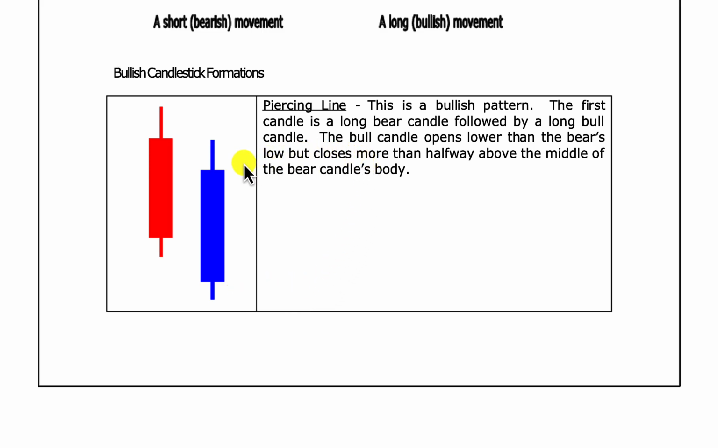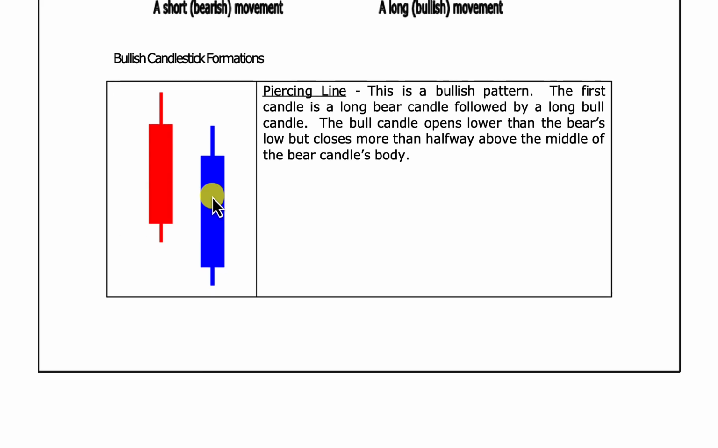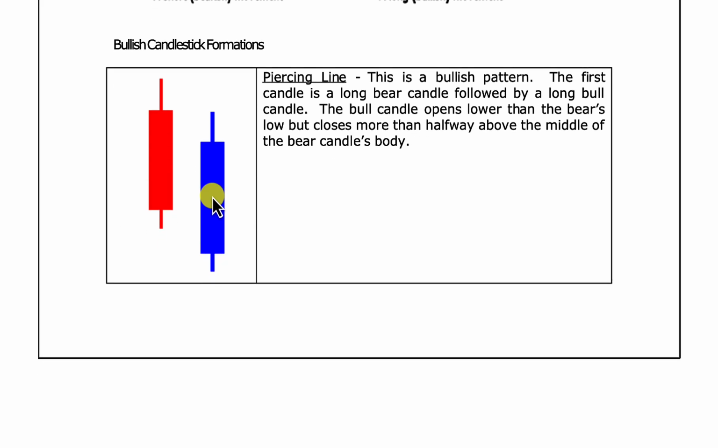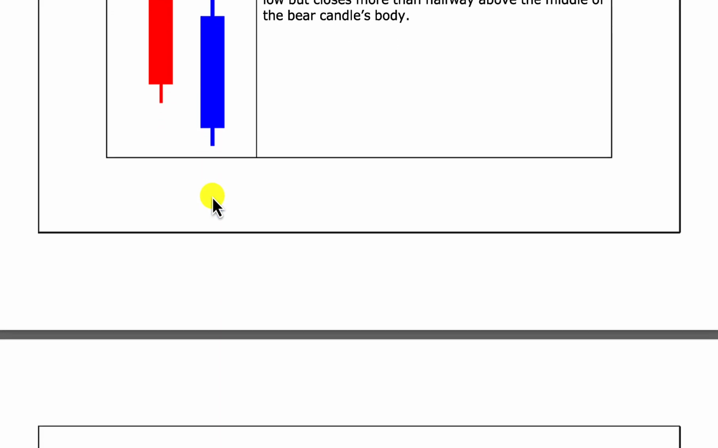So this is called a piercing pattern or a piercing line. It's a bullish pattern, and the first candle is a long bear candle, that's this one, followed by a long bull candle. The bull candle opens lower than the bear's low, but closes more than halfway up the middle of the bear candle's body. Now, this is a pretty important candle pattern. It's one I like very much. We'll come back to that in subsequent videos. Piercing pattern, very important candle pattern. Keep that one in mind when you're looking at your charts.